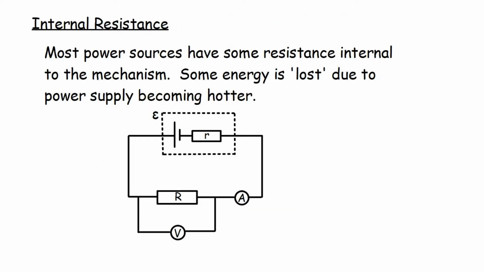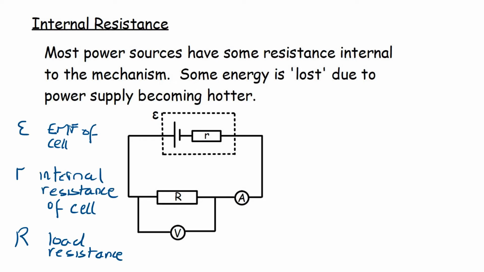So most power sources have some internal resistance. It's a resistance which is inside the power supply due to the mechanism of the power supply. And because of this internal resistance, some energy is lost due to the power supply becoming hotter.